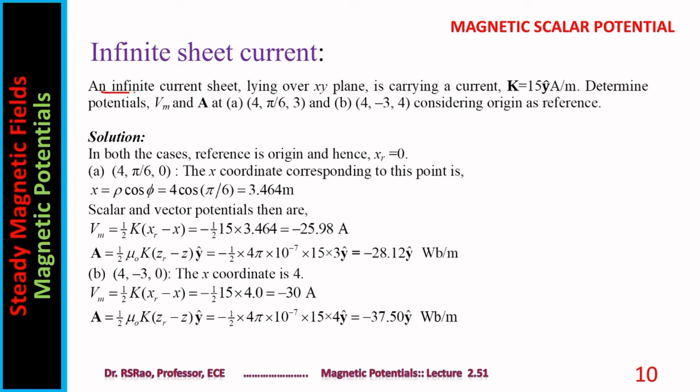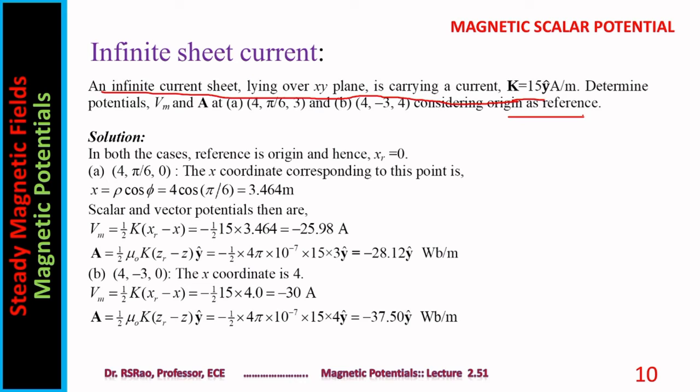We consider a numerical problem. An infinite current sheet lying over the xy plane is carrying a current in the y direction, K equal to 15 y cap. Determine the potentials Vm and A at point A (4, pi by 6, 3) and B (4, minus 3, 4), considering the origin as reference. The source distribution is an infinite current sheet and we are asked to find Vm and A at a point.